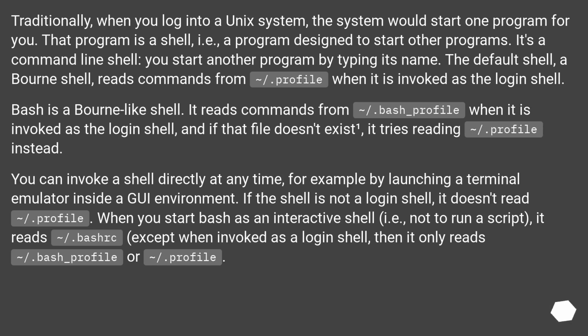It reads commands from .bash_profile when it is invoked as the login shell, and if that file doesn't exist (see footnote 1), it tries reading .profile instead. You can invoke a shell directly at any time, for example by launching a terminal emulator inside a GUI environment. If the shell is not a login shell, it doesn't read .profile. When you start bash as an interactive shell, i.e., not to run a script, it reads .bashrc, except when invoked as a login shell, then it only reads .bash_profile or .profile.